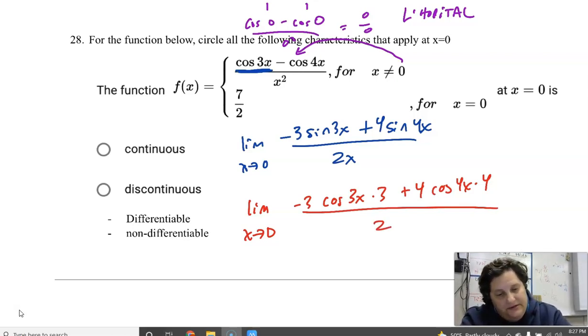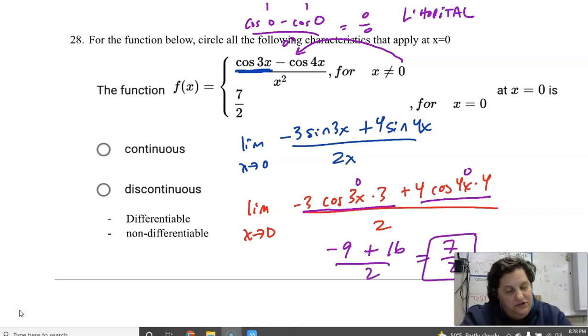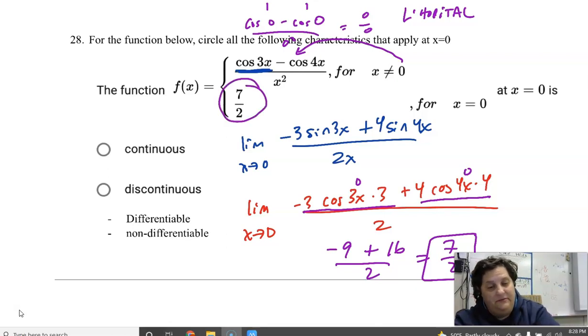Now when I plug in 0, and if I remember that the cosine of 0 is 1, I am going to get, okay, negative 3 times 1 times 3. I'm going to get 4 times 1 times 4. So I'm going to get 7 over 2. So I did L'Hopital's a couple times. So this limit is getting really close to 7 over 2. So this is most definitely continuous. All right, it's definitely continuous.